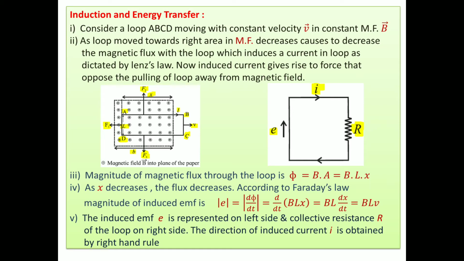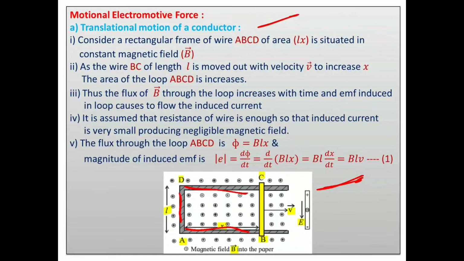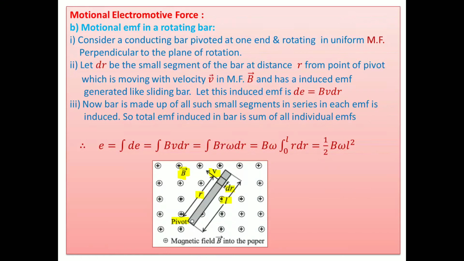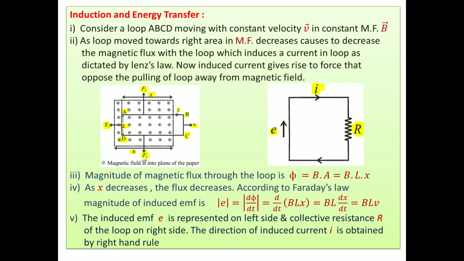Now a previous figure is there. In the previous figure, only one side of the loop was movable. Look in this figure. In this rectangular frame, BC is movable only. But in this figure, the total loop is movable. Now consider a loop ABCD moving with constant velocity v in a constant magnetic field vector B, as shown here. This magnetic field is, no doubt, perpendicular to the plane of the paper and in the inward direction.